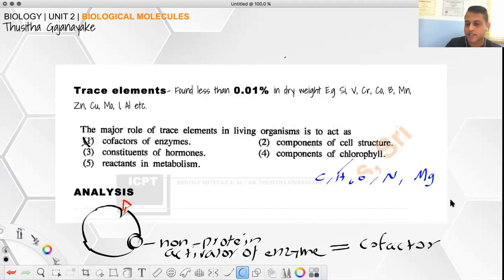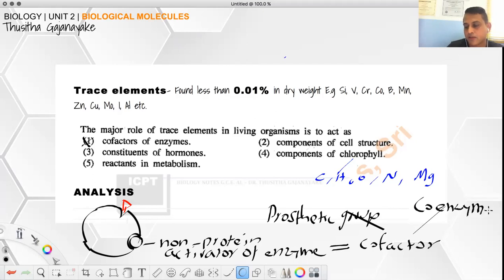They are called cofactors. And the cofactors are two types. One is called prosthetic group. Another one is called coenzyme. Now prosthetic groups are the metals. Now we can take trace element. The trace elements are well-known metals. Trace elements are the cofactors for enzyme activation. Then you understand cofactors of enzyme.